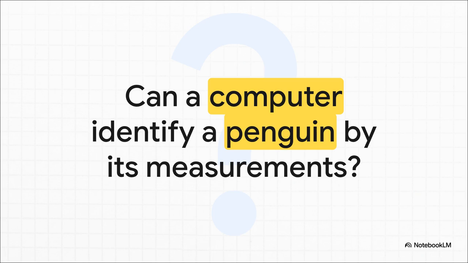So here's the central puzzle, the big question we're trying to answer. Can a computer really identify a penguin species, or even its sex, just by looking at some numbers? Things like its flipper length and body mass? We're going to see if we can teach a machine to do exactly that.